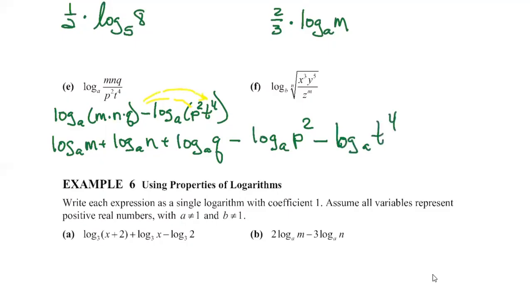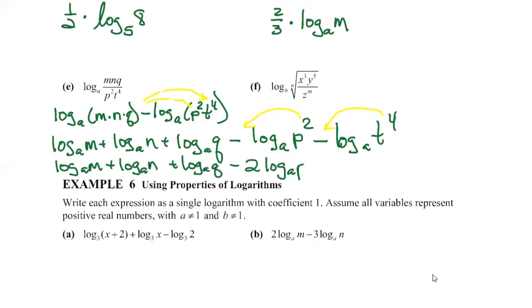And you see what I see? These exponents can swirl. Look at them. They can swirl right to the front. So this becomes, okay, log base A of m plus log base A of n plus log base A of q minus, now let's swirl the 2, 2 times log base A of p, minus 4, swirl the 4, log base A of t. Oh my goodness, look at that. That is a fabulous problem.